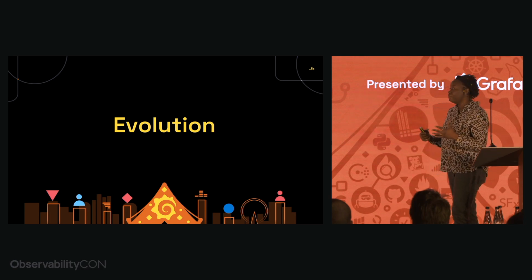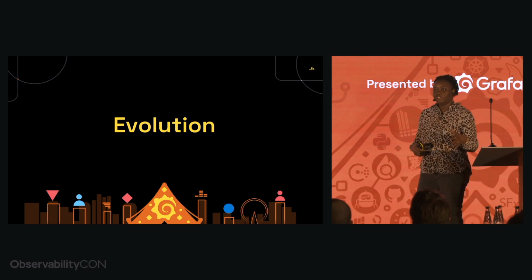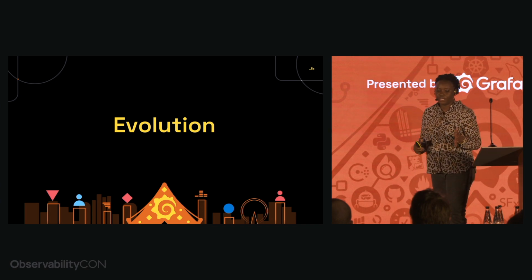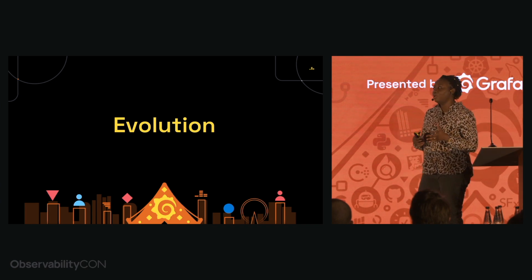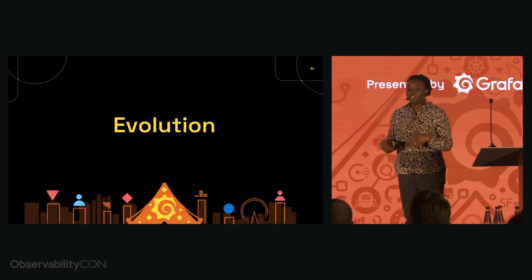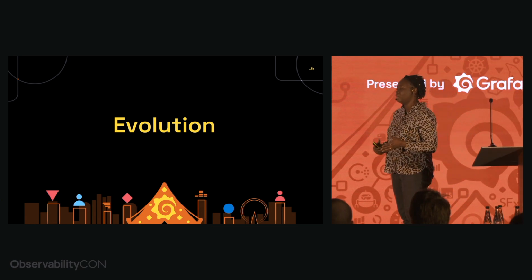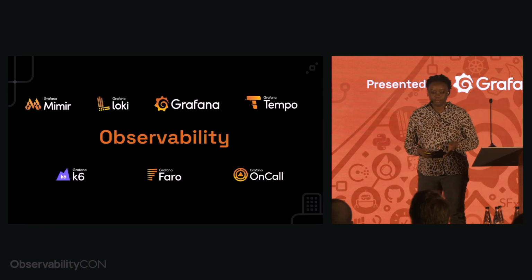The next thing is the evolution of our stack. Observability is a fast-evolving industry. It's a fast-moving world, and we know that with the adoption of new trends or with the emergence of new trends, it improves how much visibility and how much understanding you're able to get into your system.